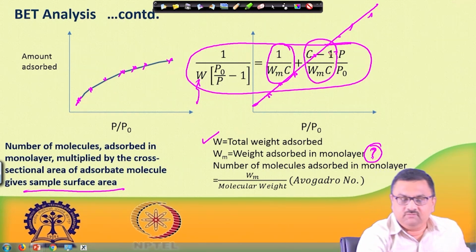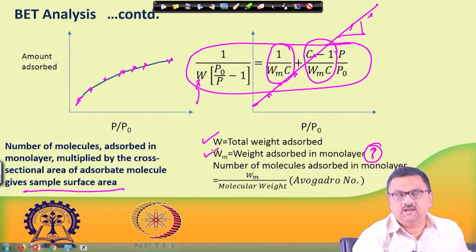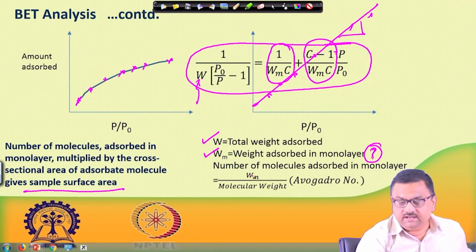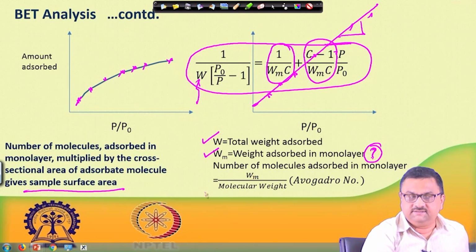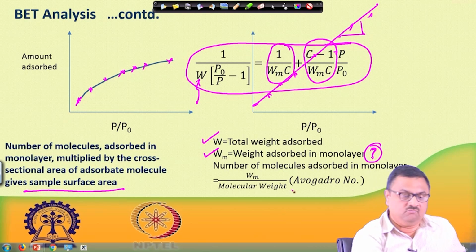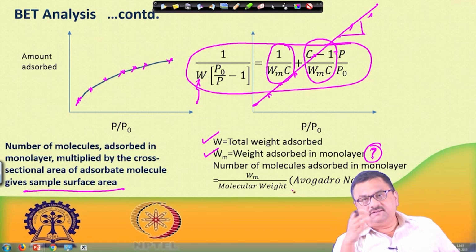Okay. So, by looking at this intercept and slope of this line, one can get an idea how much is Wm, and once we have Wm, then you find the number of molecules adsorbed in monolayer by this equation, and then multiply by the cross sectional area of an individual nitrogen molecule, and one can get the sample surface area. So, generally for a porous matrix that has high surface area, one can calculate this, or you can find out what is the surface area, frankly speaking.